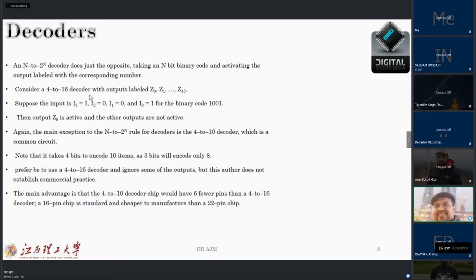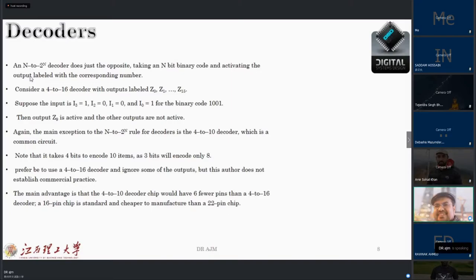The other term that we discussed was the decoder. In the decoder, we are going to decode the code, meaning that we are going to translate the code that we had before. Suppose we have n inputs, then our outputs are 2 to the power of n, which is exactly the opposite of the encoder. And then we may consider some reverse logic. In this case, we have 4 inputs and 16 outputs, labeled Z0 to Z15.